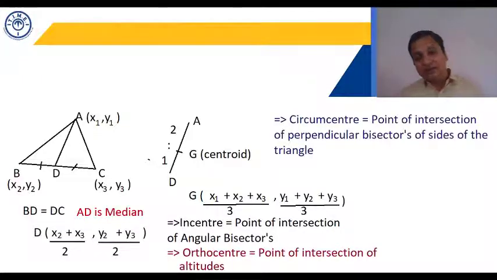If a triangle is a right angle triangle, then the orthocenter is the point at which 90 degrees is made. Third, if a triangle is a right angle triangle, then the midpoint of the hypotenuse is the circumcenter. The hypotenuse is the side opposite to 90 degrees. That is, it is equidistant from all the three vertices. Remember these points.